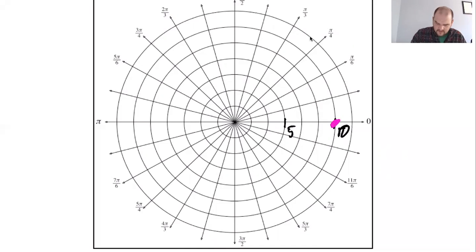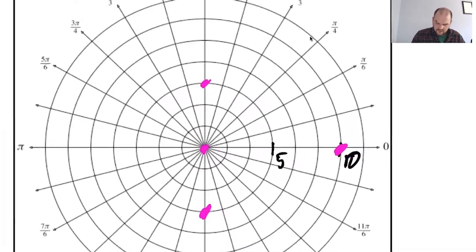Then by the time I get to pi over 2, I'm going to be at 5. By the time I get to pi, I'm going to be at 0. You're at 0 because the cosine of pi is -1, and 5 minus 5 is 0. So it's always good to think about that. Unit circle still comes in handy. There's a point. And here we go.